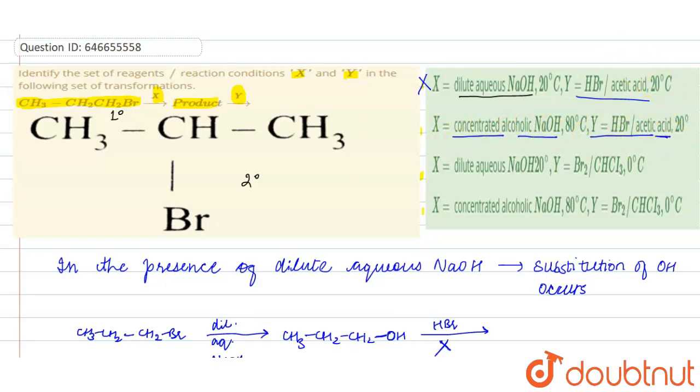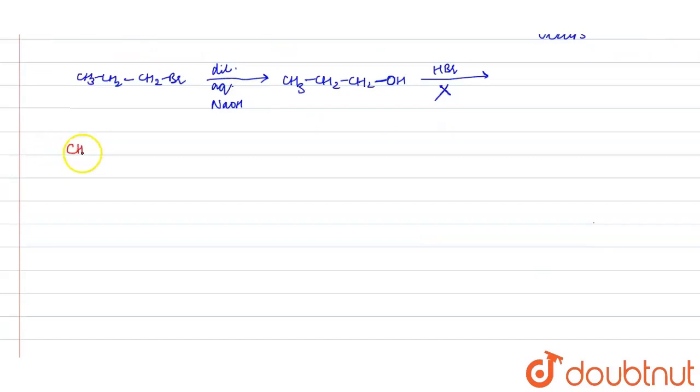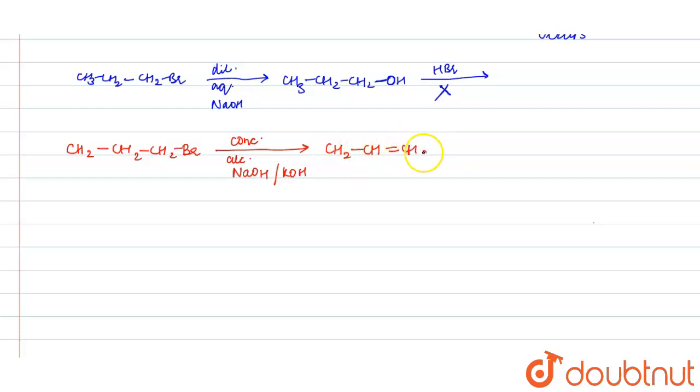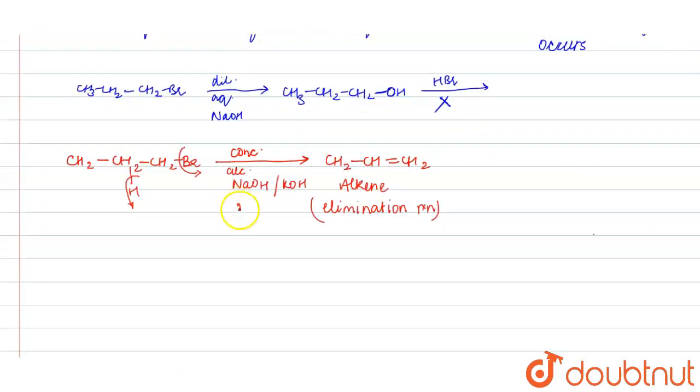Okay, so let's see the reaction. What happens when your alkyl halide reacts with concentrated alcoholic NaOH or KOH? Elimination reaction occurs. Here alkene is formed. Okay, so this will be our product. Br gets eliminated from here and H will get eliminated from here. So an alkene is formed. This is elimination reaction. Okay. Now further, this is your X.